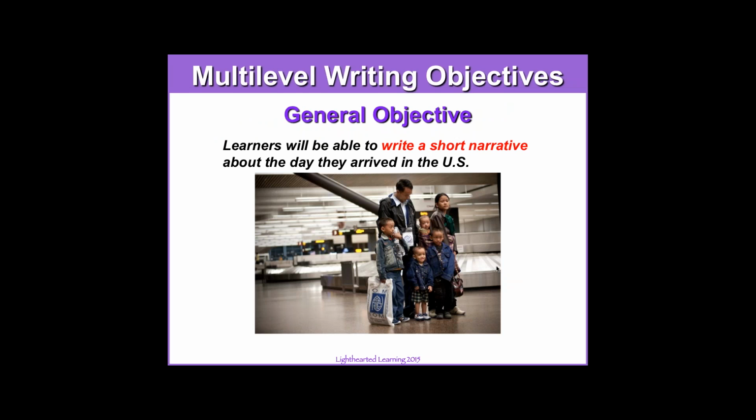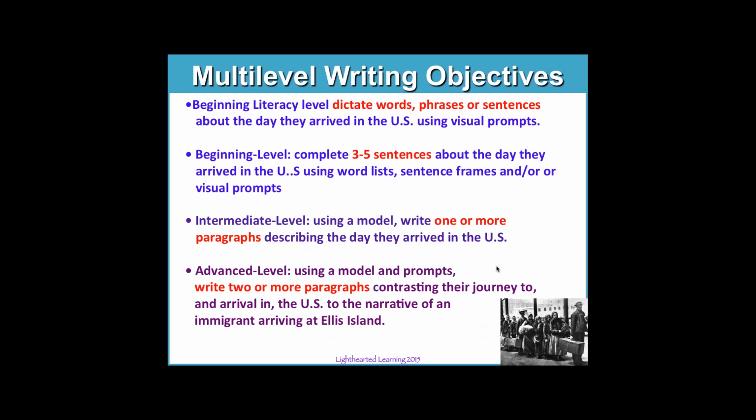So if I decided that learners are going to write a short narrative about the day they arrived in the U.S., that's the general objective. At my literacy level, the learners are going to be dictating words, phrases, or sentences to me about the day they arrived. Or they might be just doing it about a picture that they would see, so maybe it wouldn't be their personal story. At the beginning level, they're going to complete 3 to 5 sentences about the day they arrived, and they're going to have the support of word lists and sentence frames or prompts.